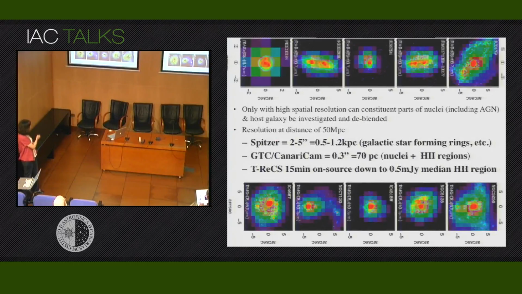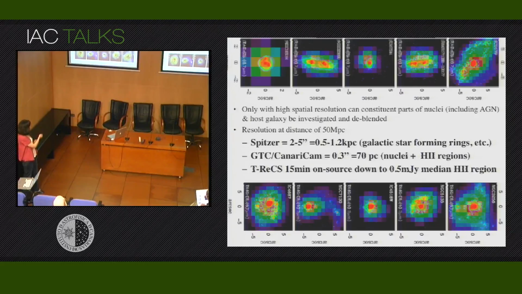If you study the same kind of galaxy with CanariCam, and then you're diffraction limited, and I think I'm using the Gemini number, so it's slightly better than that, then you can get to typical physical sizes of tens of parsecs. So while with Spitzer maybe you can look at structures on large scales, with CanariCam and T-ReCS you can get a structure that allows you to really separate the nuclear emission from the H2 regions.